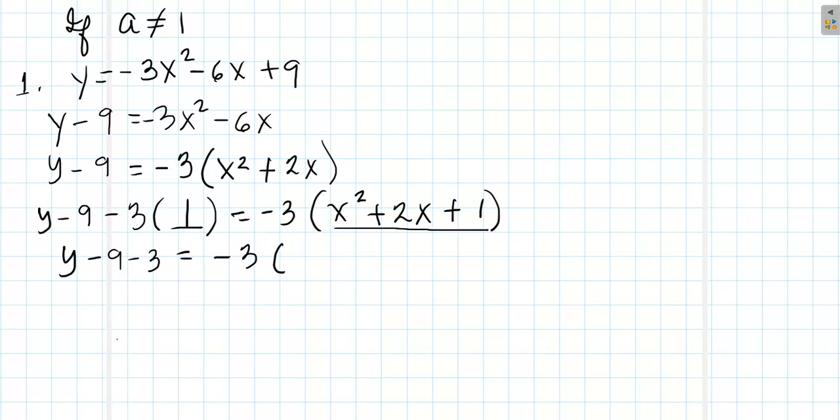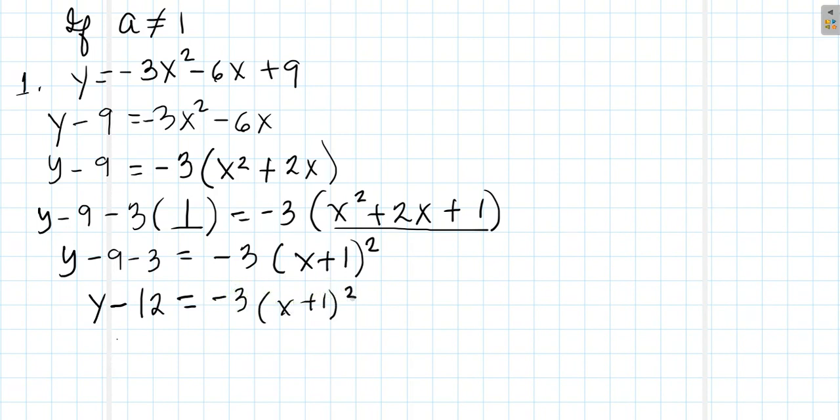Since this is a perfect square, then we can now factor. The square root of 1 is 1, squared. Okay? So therefore, y minus 9 minus 3 is equal to negative 12, is equal to negative 3 times x plus 1 squared. So y equals negative 3 times x plus 1 squared plus 12.